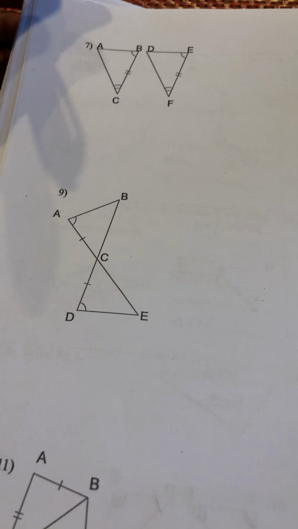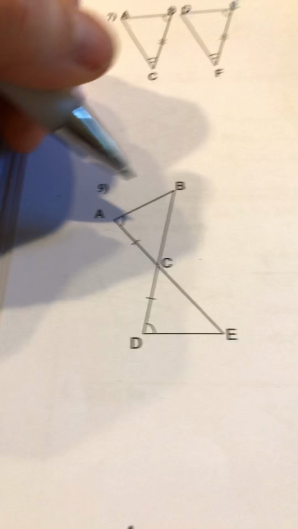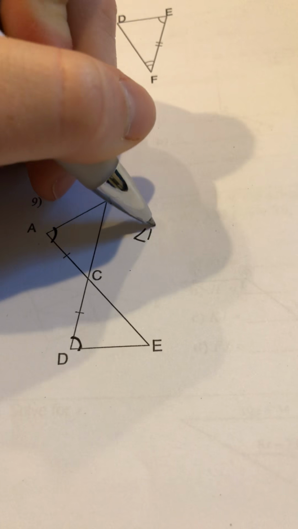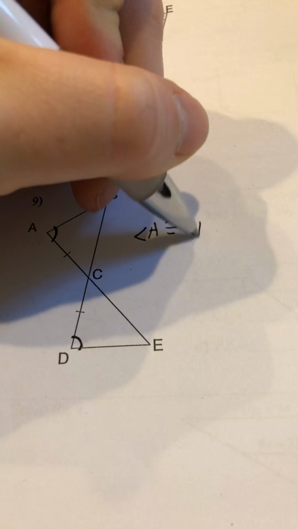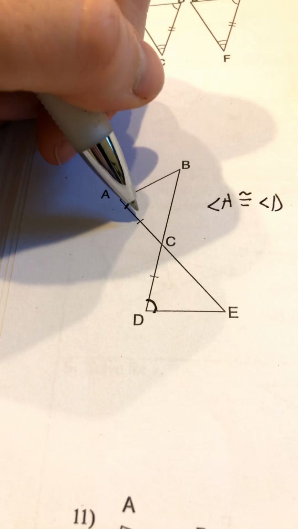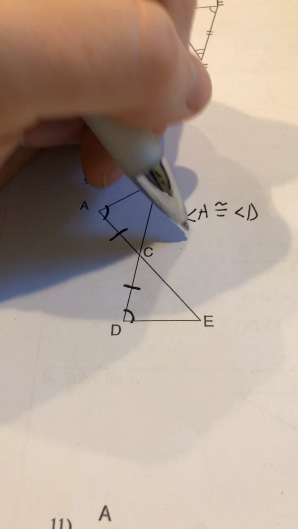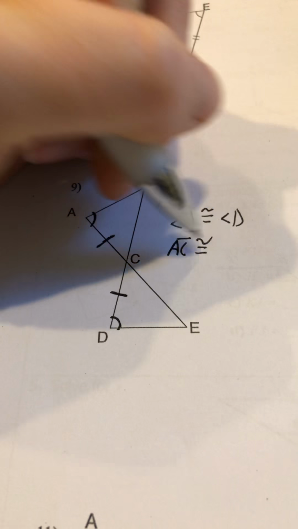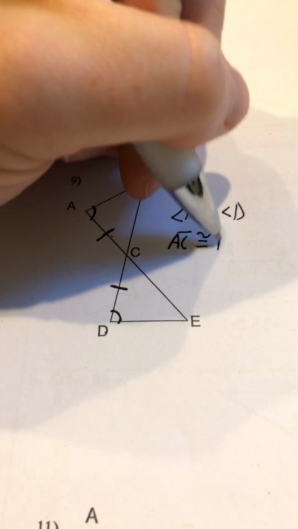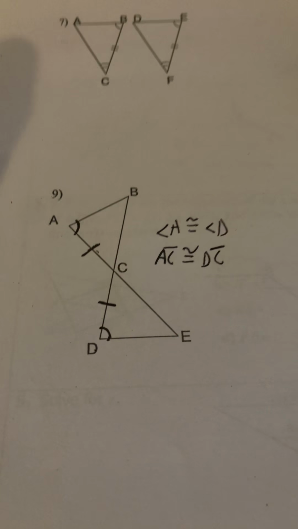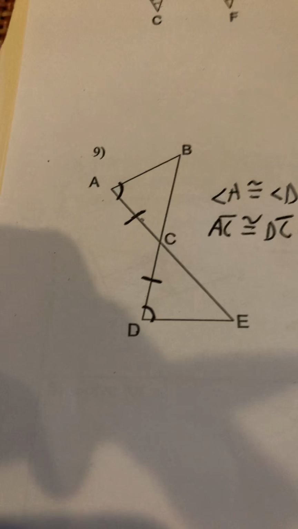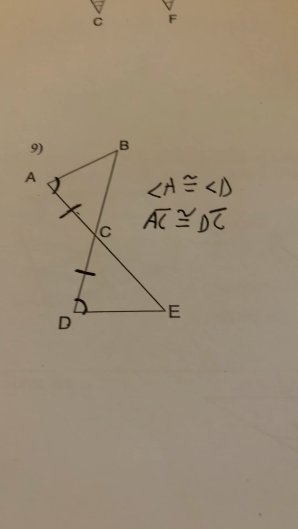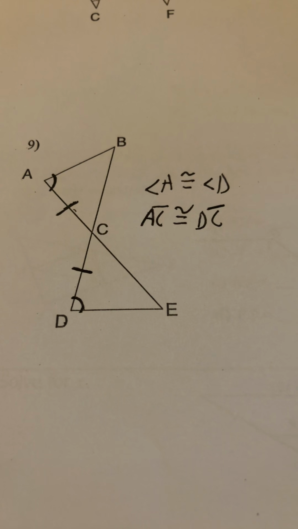Okay, let's go to this one right here. All right, so let's see what's marked. Angle A is congruent to angle D. Okay, one tick, one tick. So tick is a side, so A to C is congruent to D to C. And now this one has a third part. Its third part is hidden, okay? Hidden means it's not marked, but we know it's true for a fact because of some other things we've learned.